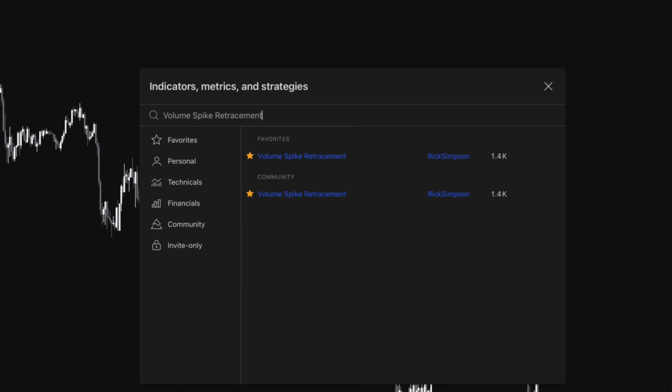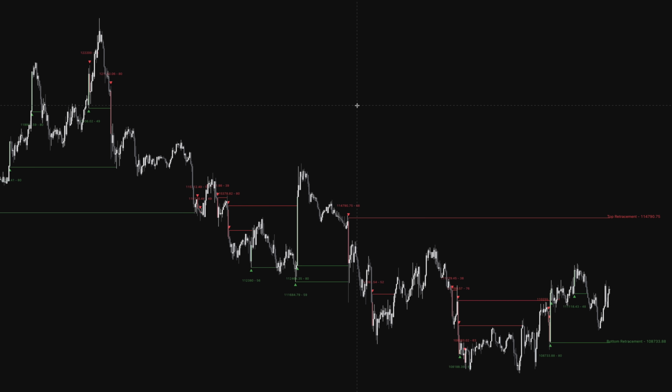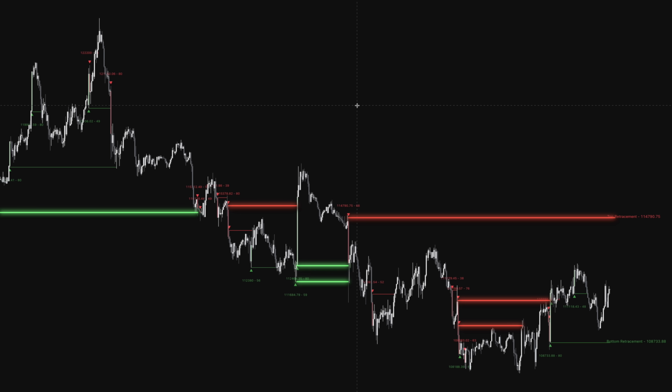Volume Spike Retracement. Created by Rick Simpson, this Pine script indicator identifies abnormal volume events and plots retracement levels from the extreme prices reached during those spikes, operating on the premise that volume-driven moves establish key levels where price returns for continuation or reversal setups.